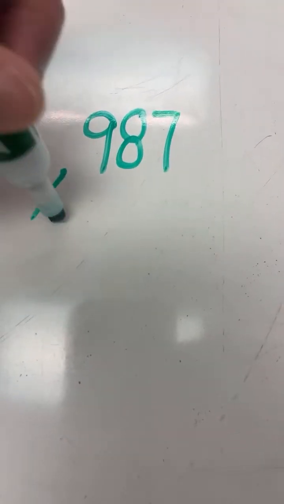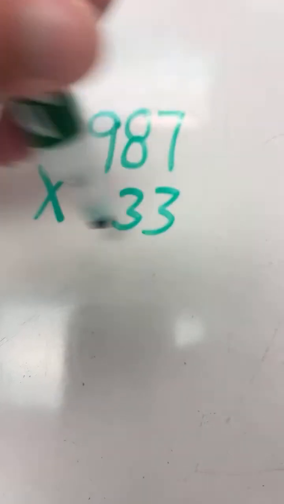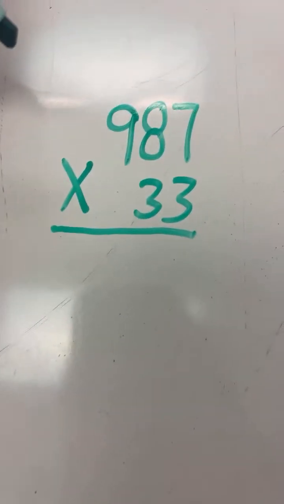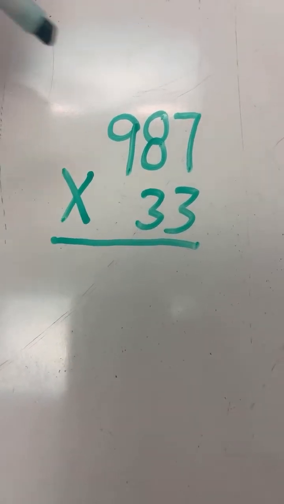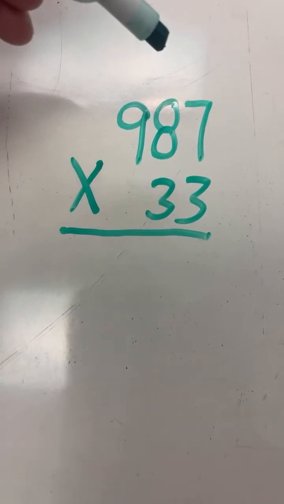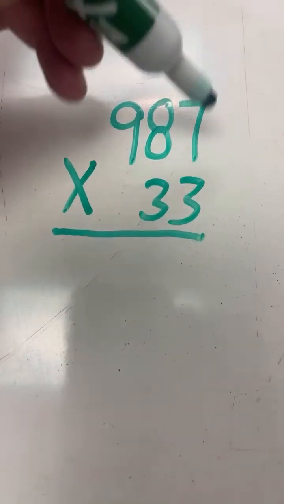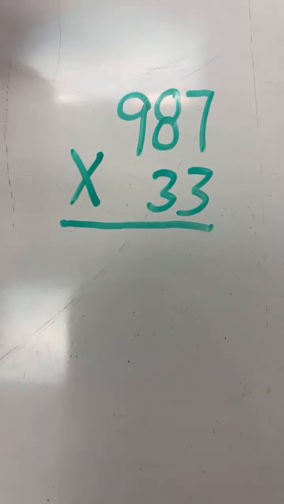All right, 987 times 33. All right, so we're going to start out the same way as we would with 3-digit by 1-digit. We're going to multiply the top 3 digits times the bottom digit in the ones place.